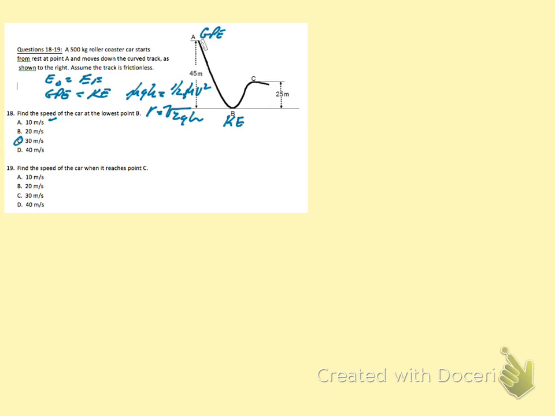All right, number 19, find the speed of the car when it reaches point C. So we're at C this time, the speed at C. At C, it's regained some height, so it has GPE at point C, and it also has a speed, so it has kinetic energy at C. So what we could do is pick a point, and we could either pick point A or B. I'm going to pick point A.